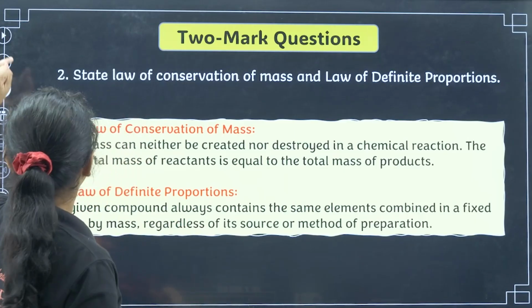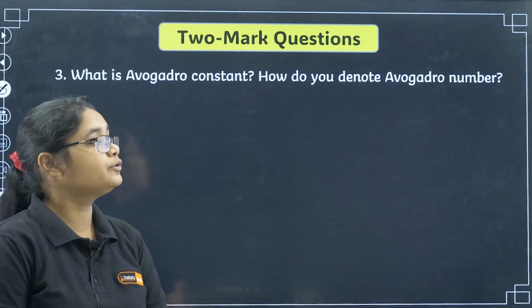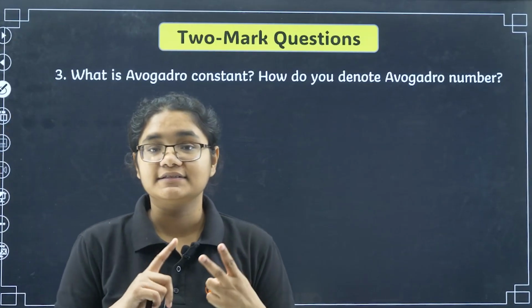Okay, moving to the third question here, what is Avogadro's constant and how do you denote Avogadro number? Again, this is a 2-mark question.